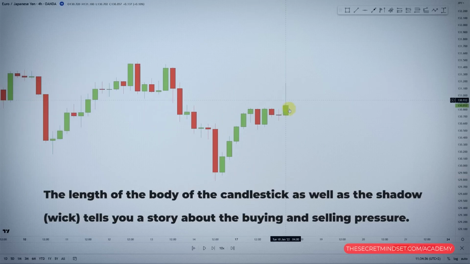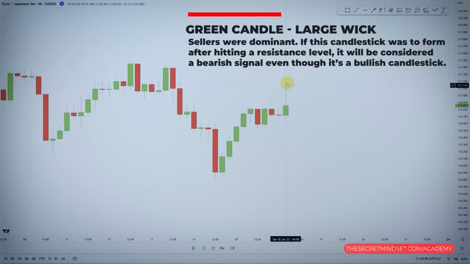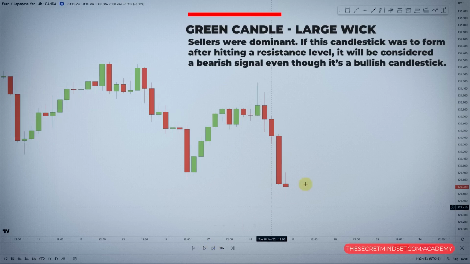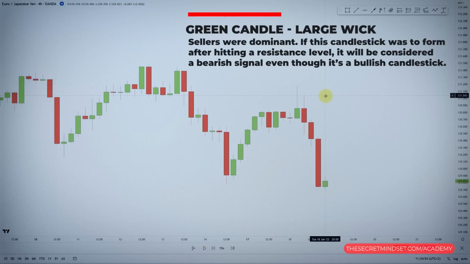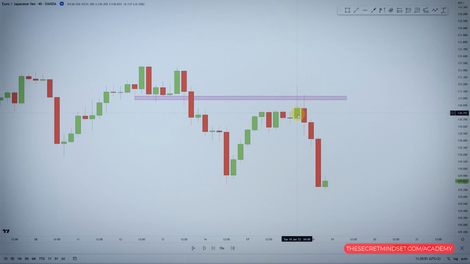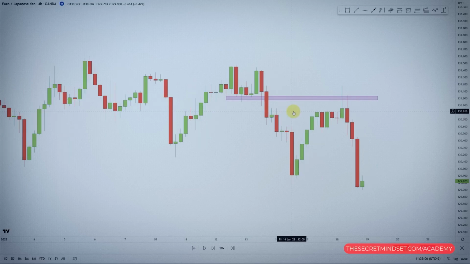Let's look at this green candlestick. It's a bullish candlestick, right? Yes, but you can see that it has a very short body and a very long wick, or a tail, or a shadow. It tells you the sellers were dominant. If this candlestick was to form after hitting a resistance level, it will be considered a bearish signal, even though it's a bullish candlestick. You can apply the same sort of logic to all of the other candlesticks and read the story each one is telling you.